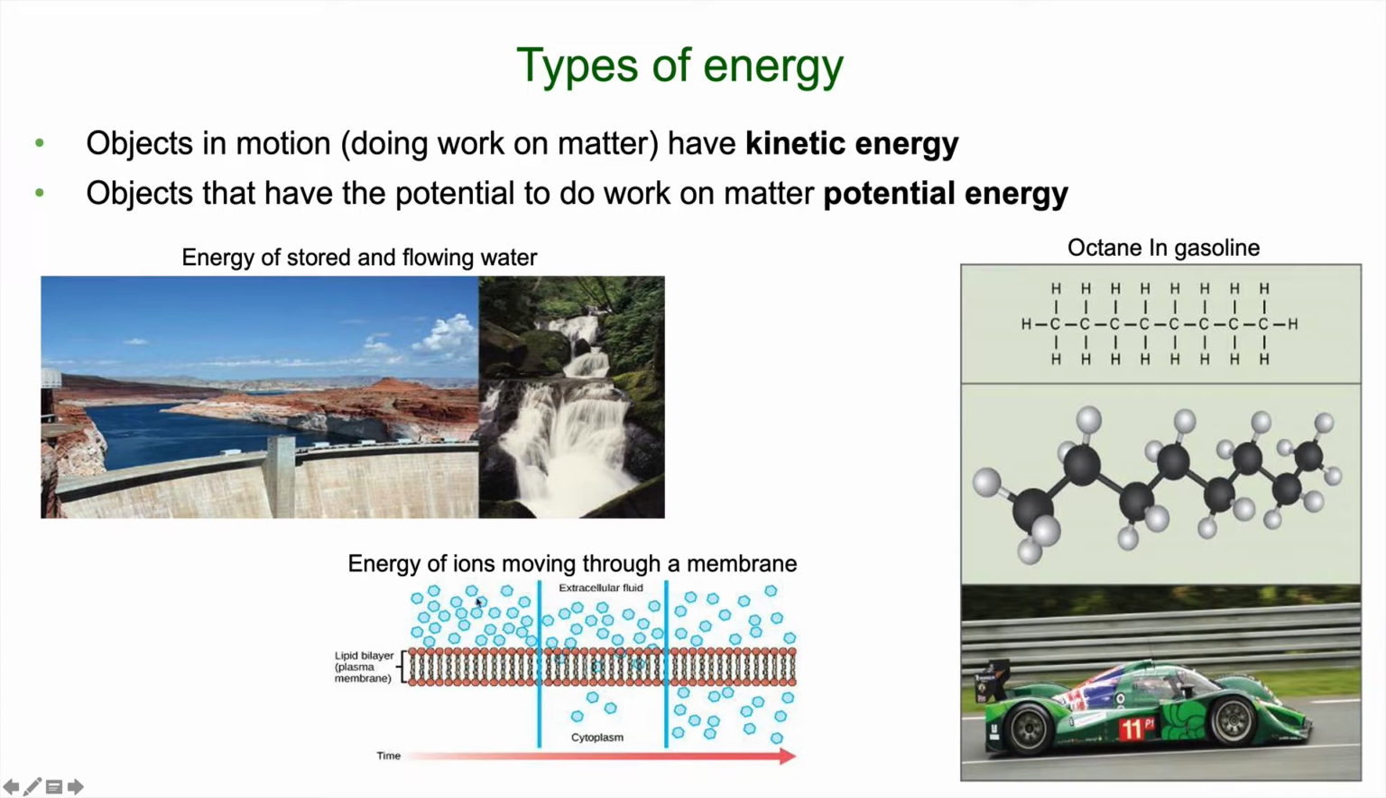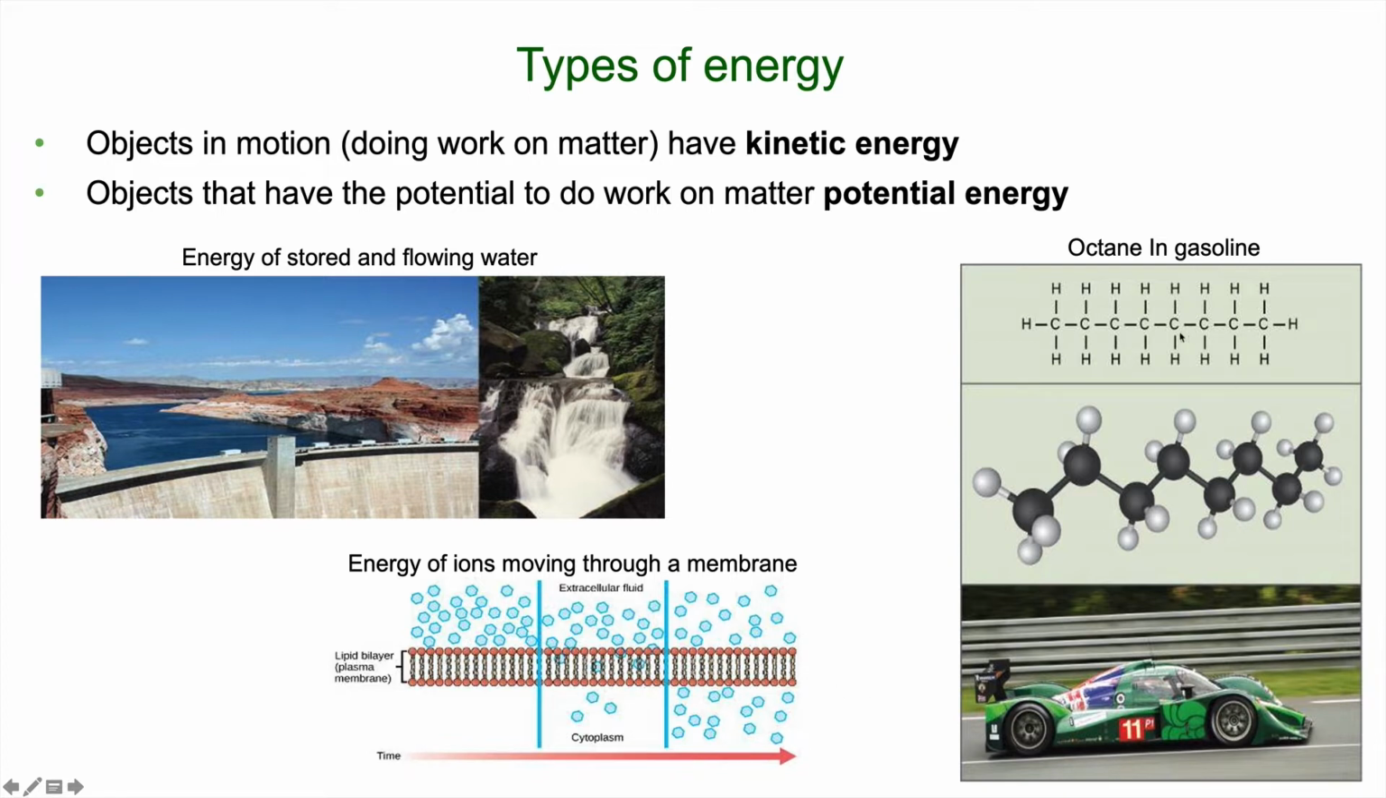We can do the same thing with a membrane. If we take ions and we pump them all to one side of a membrane, they don't want to be there together. They probably have the same charge. They're pushing against each other. And so while they're all packed on one side of the membrane, that's potential energy. As they start to move across the membrane to reach equilibrium, now it's kinetic.